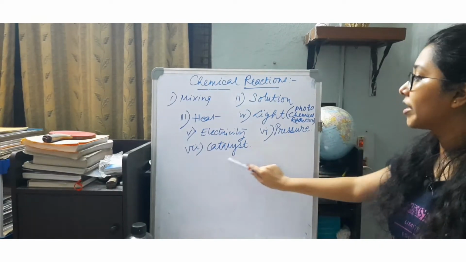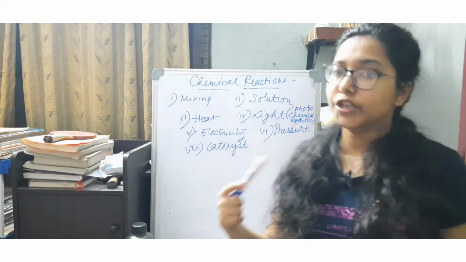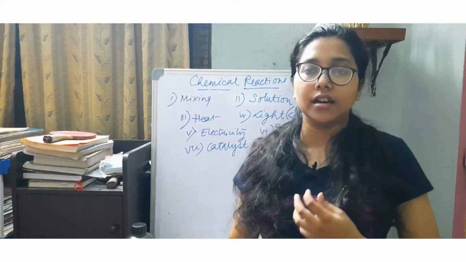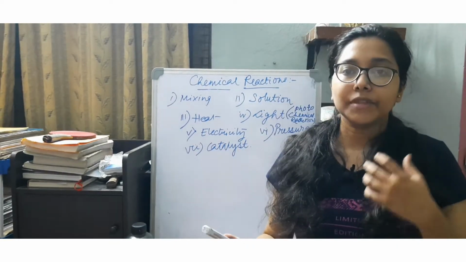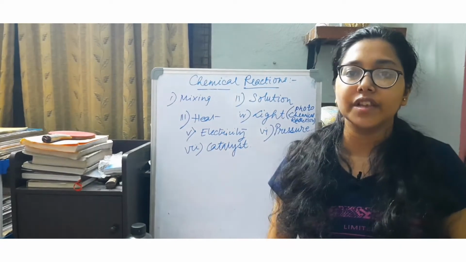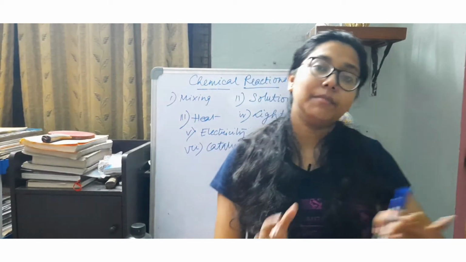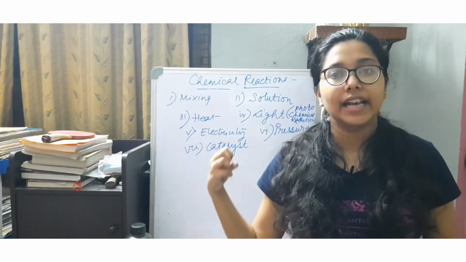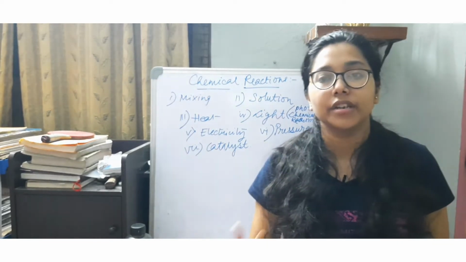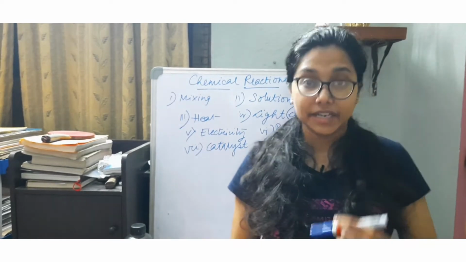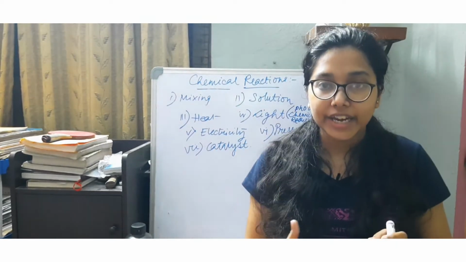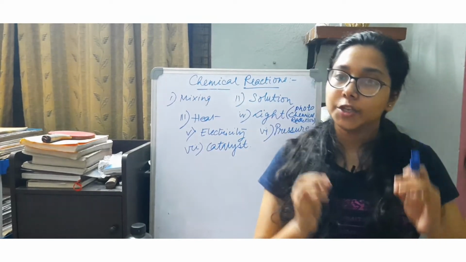And the most important part is catalyst, which is used for improving the speed of the reaction. The speed of the reaction may also decrease, so both of them are equally possible with the help of a catalyst. So a catalyst does not participate in the reaction, but it is mainly used for altering the speed of the reaction.